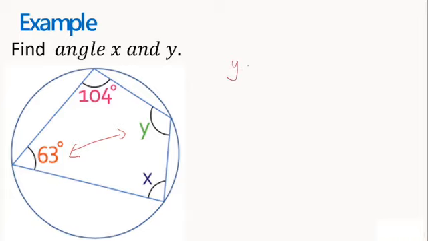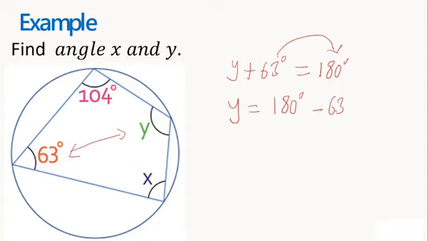To find the angle y, you say y plus 63 degrees is equal to 180 degrees. So I'll take 63 that side. You are going to have y equal to 180 degrees take away 63 degrees. So y equals 180 minus 63. 10 minus 3 is 7, 7 minus 6 is 1, 1 minus nothing is 1. So y is equal to 117. This is the value of angle y.